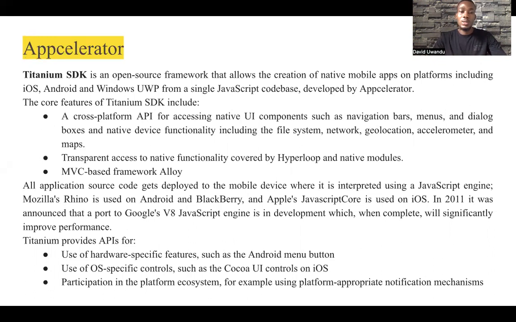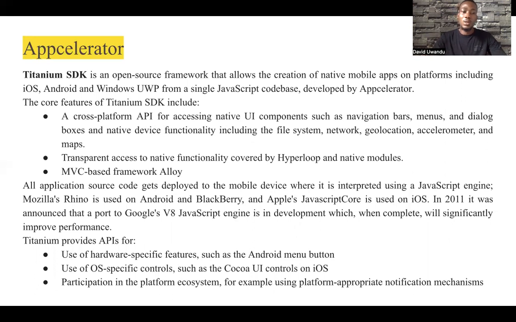Also, it has transparent access to native functionality covered by Hyperloop and native modules. Then the MVC-based framework Alloy is using MVC, that's the model, view, and controller framework. So that way you can build your app using that model too if you want to. Then all application source code gets deployed to the mobile device where it is interpreted using the JavaScript engine. Now, different JavaScript engines are usually found in browsers.